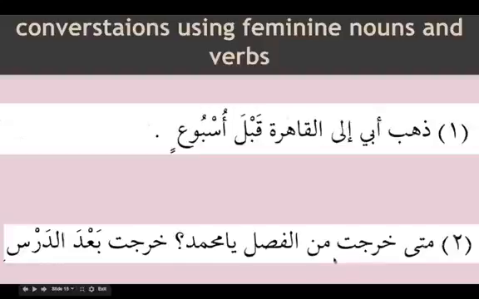Mata kharajta, when did you come out? Min al-fasl. Kharaja comes with min al-fasl, ya Muhammad. It is addressed to a person in front of us, because we are telling a name, Muhammad. So it is Mata kharajta. It is masculine, that's why we say Mata. Even if there are no vowel signs, we know it is kharajta. It's not kharajti because Muhammad is masculine. It's not kharajat again because it is not talking about a feminine. So it is Mata kharajta min al-fasl ya Muhammad.